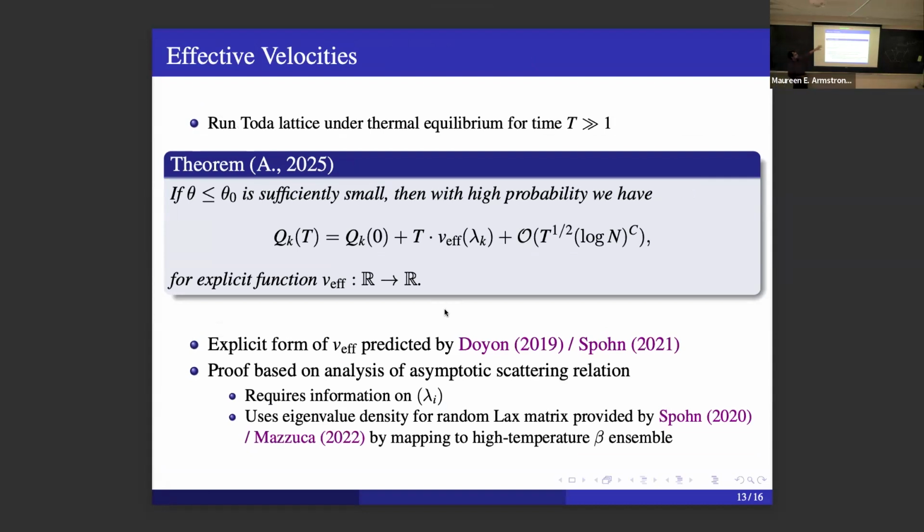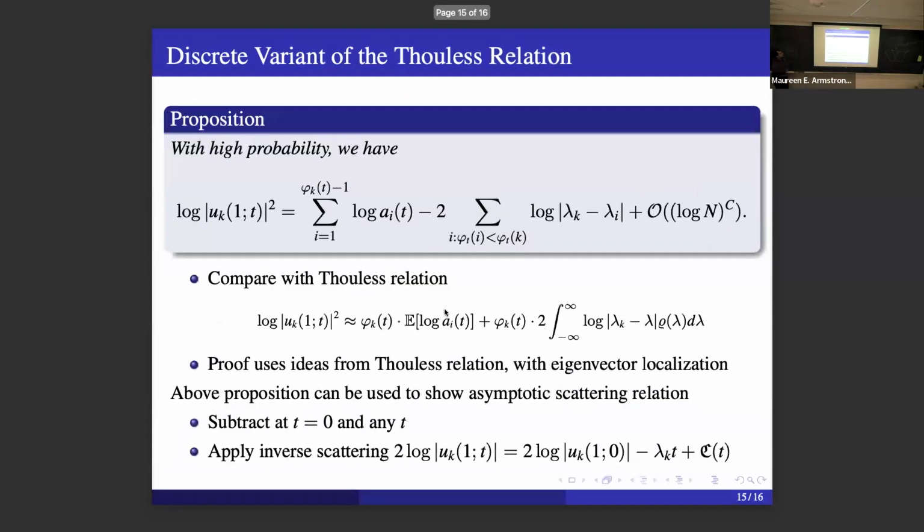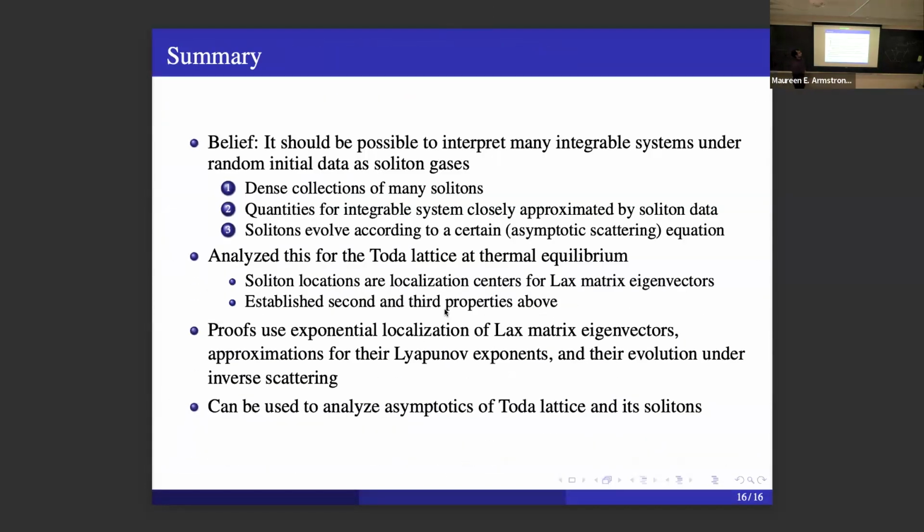And using this theorem, you can go back and prove those previous results I'd mentioned before as very quick consequences. Okay, so I was going to mention a bit about the proofs, but let me just stop here. So the summary is that the belief is that it should be possible to interpret many integrable systems under random initial data as soliton gases, which you can think of as dense collections of many solitons.